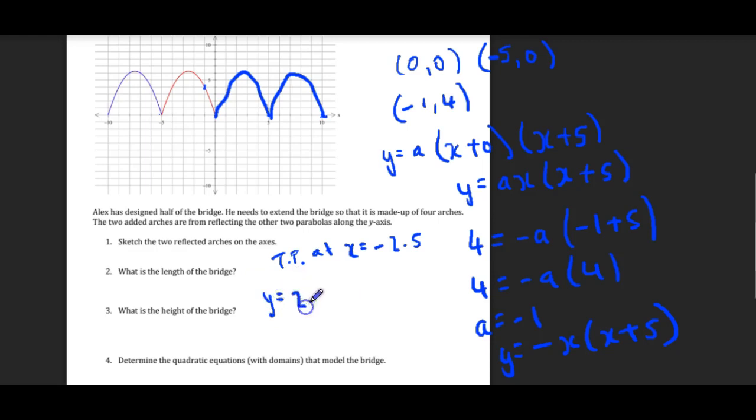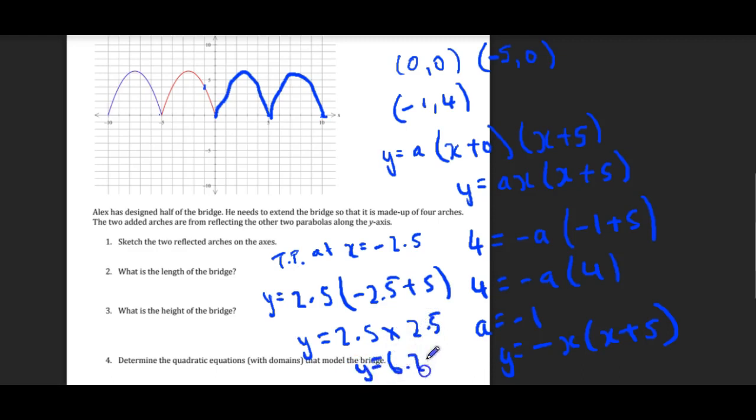So I'll just substitute -2.5 into here to get y. So it's going to be minus -2.5 gives you positive 2.5, and then x plus 5 is -2.5 plus 5. So it's going to be y equals 2.5 times 2.5, and that is y equals 6.25. And you can see it's just above 6, okay, but you have to give the exact value. So the height of your bridge is 6.25 meters.